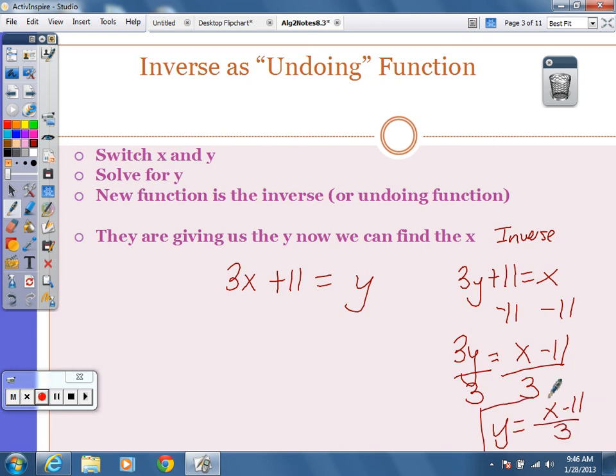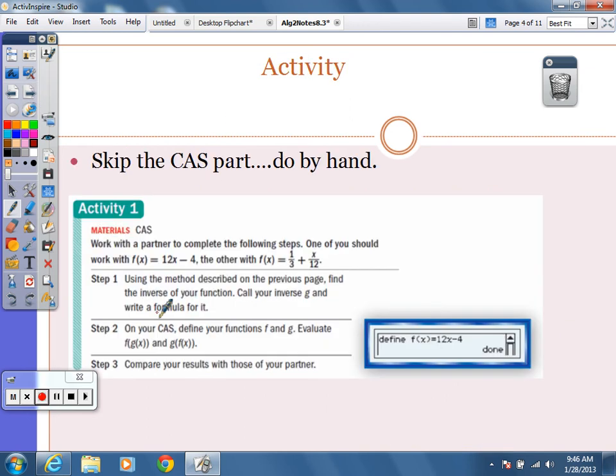That is the inverse, and you can write it like this: f inverse of x equals x minus 11 over 3. You could type that in your calculator, and then you could get all of those values that you're looking for and transfer them to letters very quickly. They are giving us the y now, and we can find the x. So it's a way to get around working backwards every time.